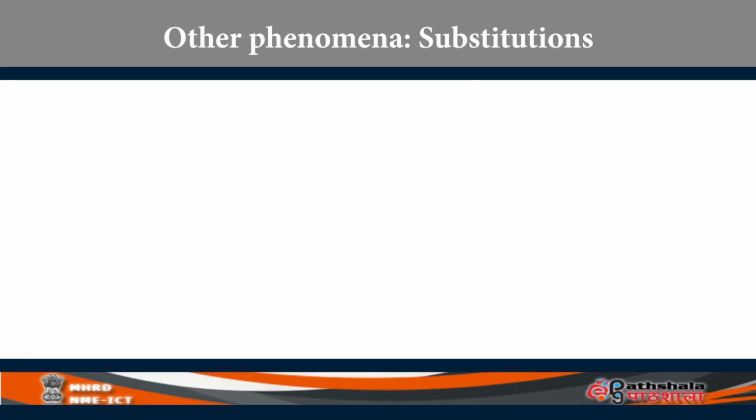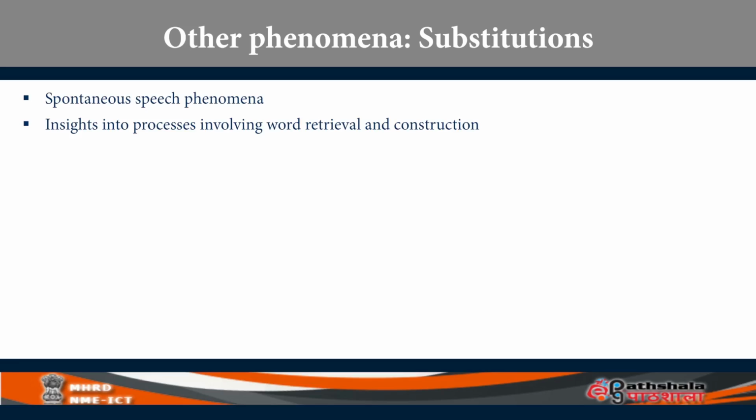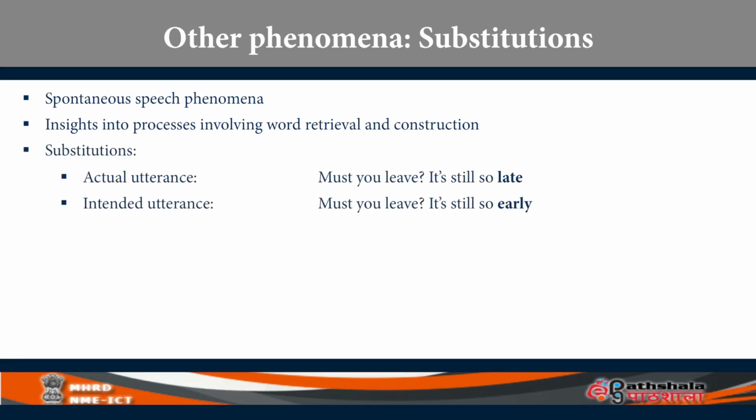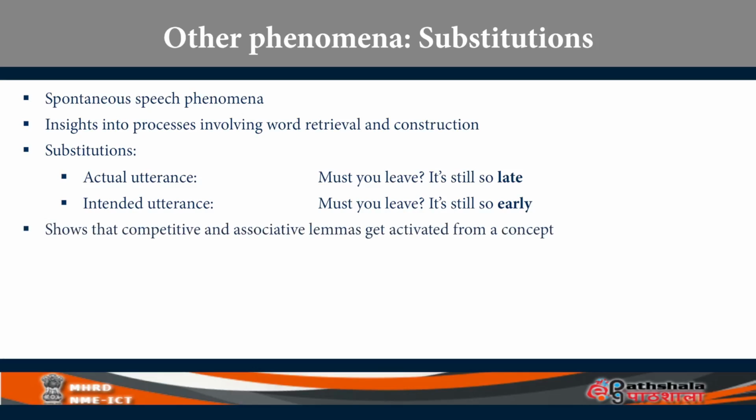We now move on to other phenomena mostly from adult speech, which give us insights into how words are retrieved. Spontaneous speech phenomena give us insights into word retrieval and construction. Of the many phenomena, one is substitutions. We have examples like this. When the intended utterance is "must you leave? It's still so early," the actual utterance could be "must you leave? It's still so late." This shows us that competitive and associative lemmas get activated from a concept.